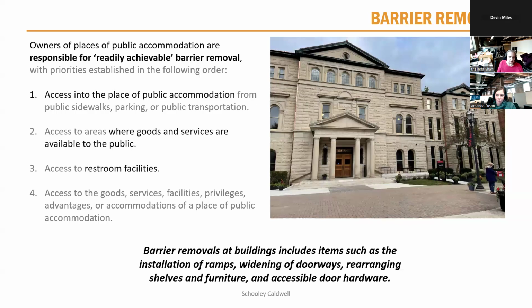Working with the university, we were able to incorporate a ramp off to the side, and we actually raised the level of the landing so it was flush with the interior as well. That way it takes care of that first level of barrier removal, priority number one.